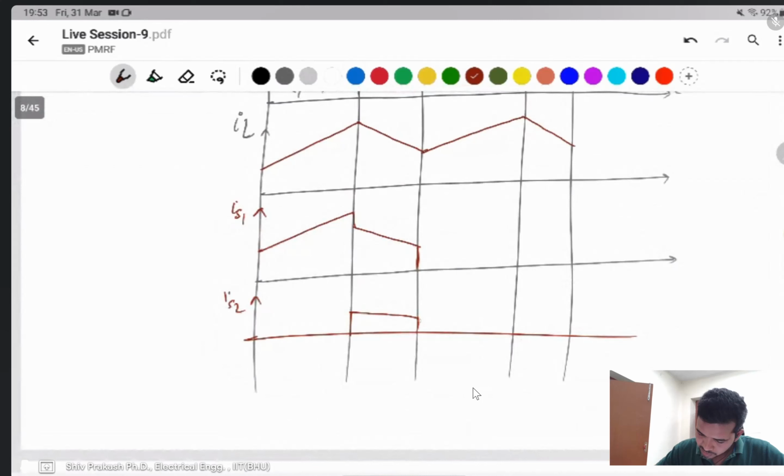Then this current flows from here. Because of the IL and the switch being on, all of the inductor current flows through the secondary winding, the second winding of the secondary side. After this, this one will remain 0. So when both switches are off, half of the current flows from here and half of the current flows from here.